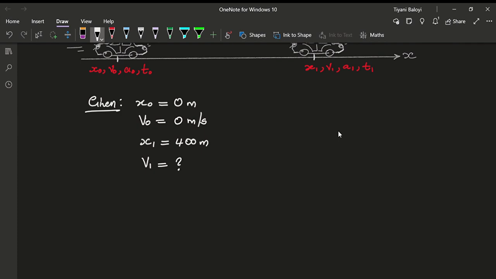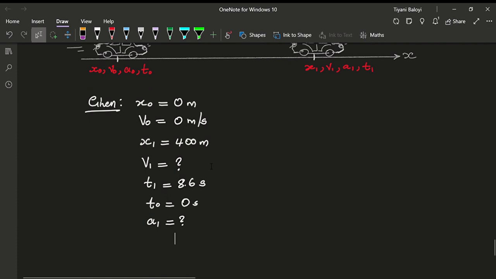And then let's look at time. So t1 is equal to 8.6 seconds, right? And we know that t0 is equal to 0 seconds. But what is a1? We do not know, right? So okay, this is our information. We are given the position and the time. So let's get to that.